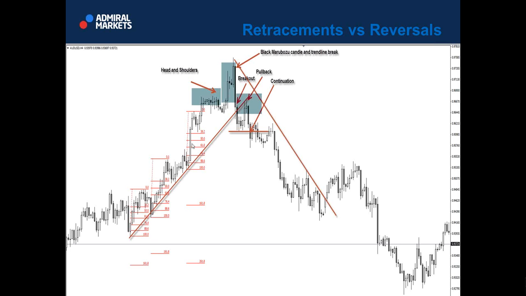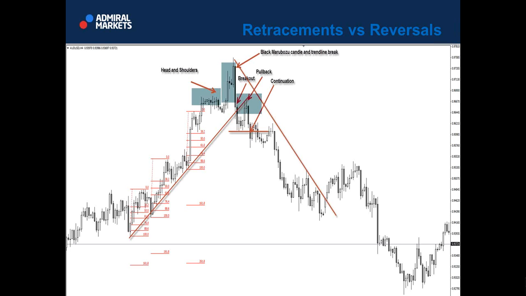Uptrend, in this case: breakout of the trend line, pullback to retest the trend line, and at this point it was continuation. This is your pick. You can trade it at the very retest of the trend line, or you can trade it as a continuation below the breakout point. It's up to you.